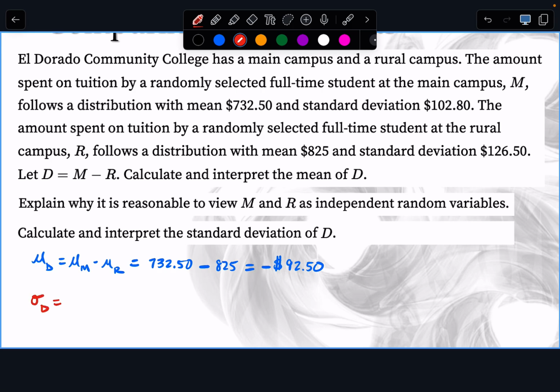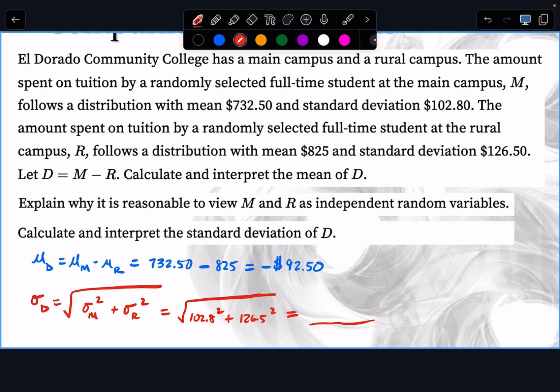So if I want the standard deviation for the difference, we're going to take the variance for the main campus plus the variance for the rural campus. Again, even though we're subtracting the variables, we're adding the variances together. So we would take the 102.8 squared plus the 126.5 squared. And then whatever that comes out to be.